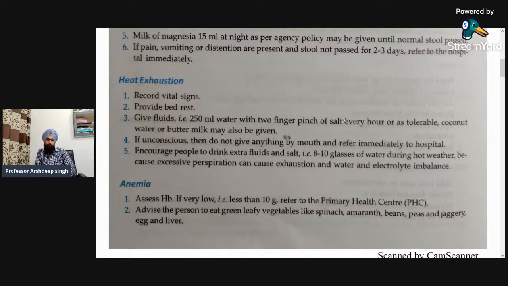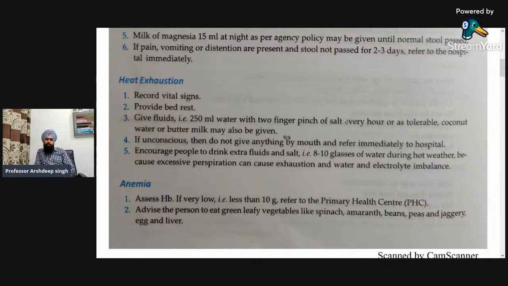Second is to provide bed rest. Third is to give fluids: 250 ml water with a two-finger pinch of salt every hour, or as tolerable. Coconut water or buttermilk may also be given, which can be beneficial in heat exhaustion. Next, if the patient is unconscious, do not give anything by mouth and refer immediately to the hospital. And if the patient is conscious, still don't give anything by mouth, but refer him to the hospital immediately so that the treatment can be continued.